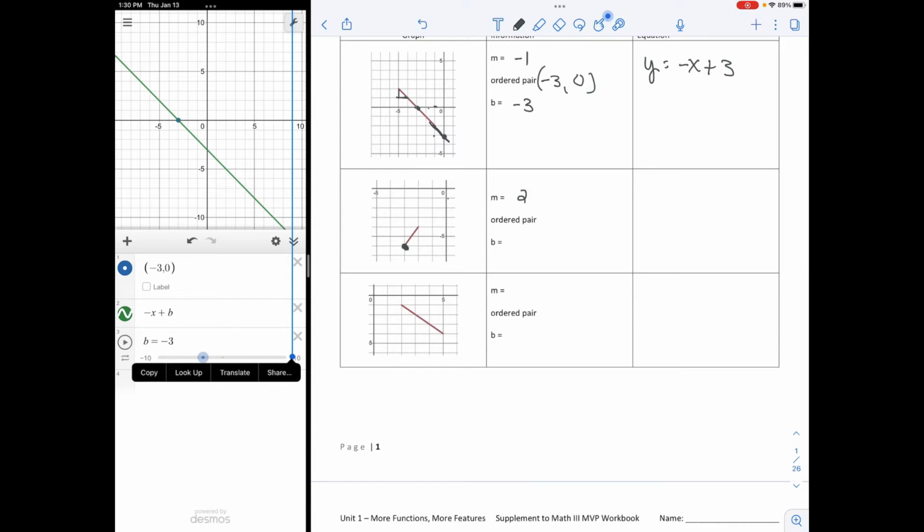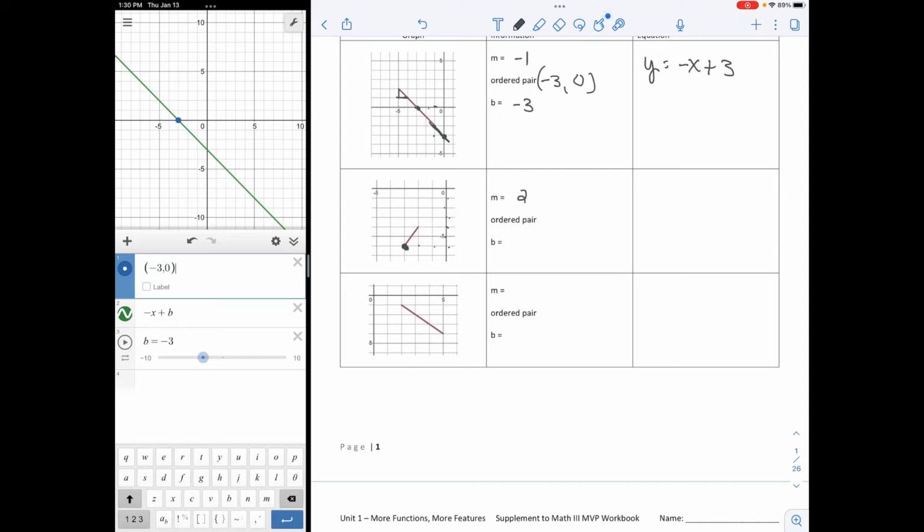Counting over, this is -5, so this is -6 and then 1, 2, 3. It's -3, -6, because it's always x, y. So I went to the right 3 and I went down 6. So (-3, -6) will be my ordered pair.